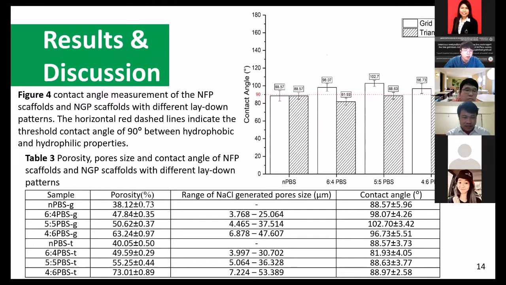The contact angle testing results of NFP scaffolds and NGP scaffolds with different raster patterns are shown in figure 4 and tabulated in table 3. The NFP scaffolds showed no difference in contact angle between the two raster patterns. But on the other hand, the NGP scaffolds had higher contact angle values than NFP scaffolds, because the rough surface caused by small pores left by the salt results in increased hydrophobicity.